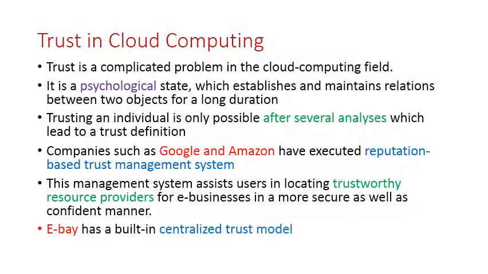The leading companies like Google and Amazon have implemented reputation based trust management systems to assist their clients in locating trustworthy resource providers for their e-business in a more secure as well as confident manner. Another leading company named eBay has built its own centralized trust model.